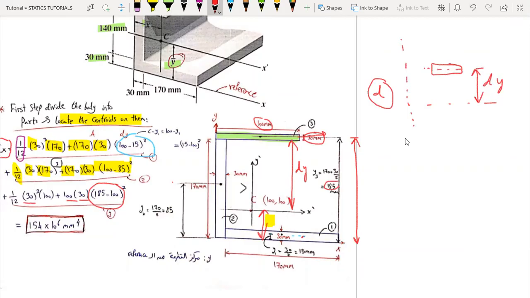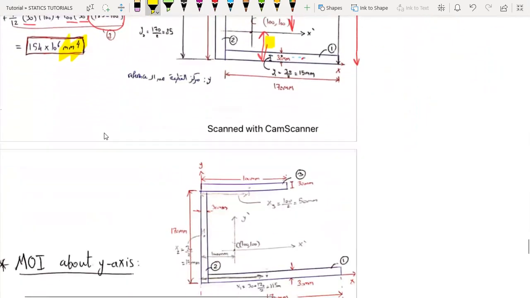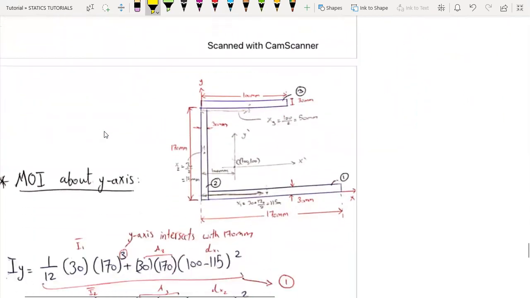Okay, if we want to find about x bar, we find the distance from the centroid till x prime, which is dx, and these will be squared in the equation, correct? And we will get the answer in millimeters to the power 4. Now, finally, about the y-axis.